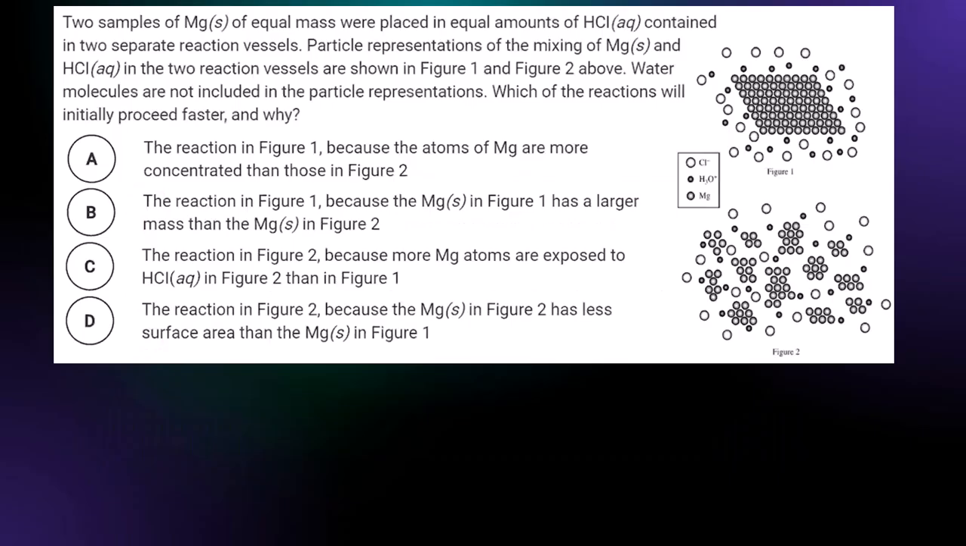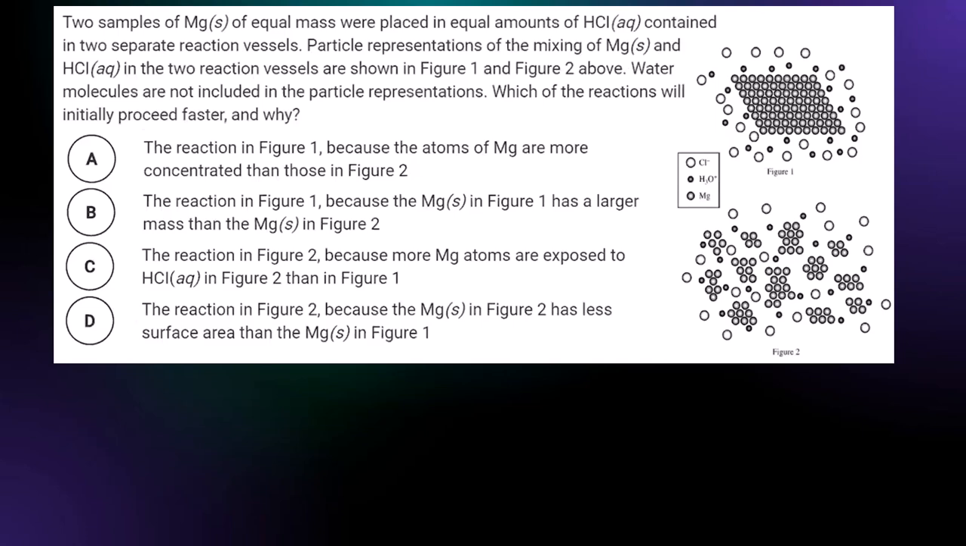2 samples of Mg of equal mass were placed in equal amounts of HCl contained in 2 separate reaction vessels. Particle representations of mixing of Mg and HCl in the 2 reaction vessels are shown in figures 1 and 2 above. Water molecules are not included in the particle representations. Which of the reactions will initially proceed faster? So now we're looking at a diagram and we're trying to figure out which is going to proceed faster.